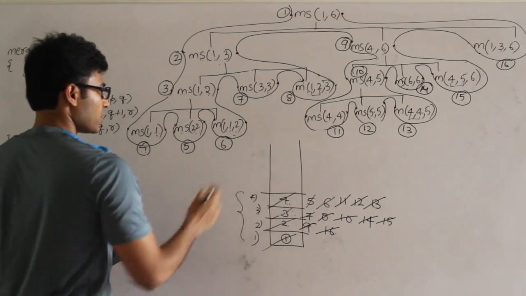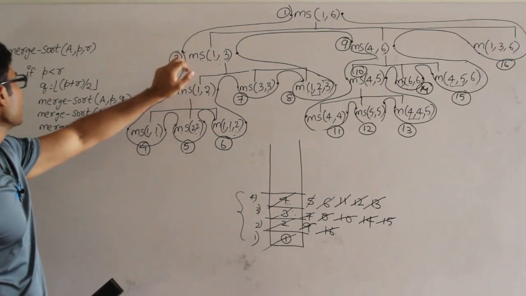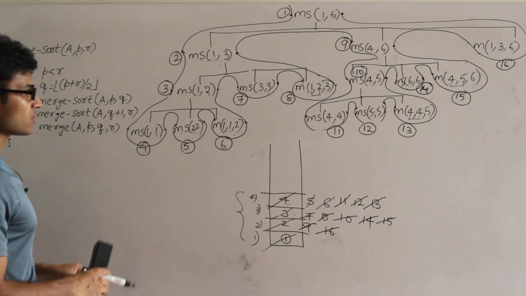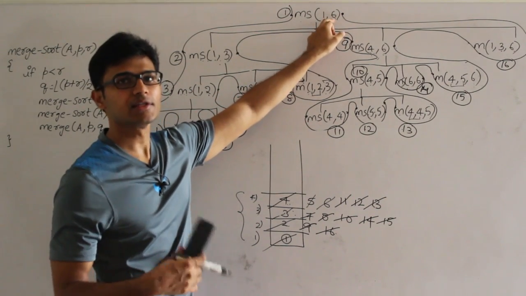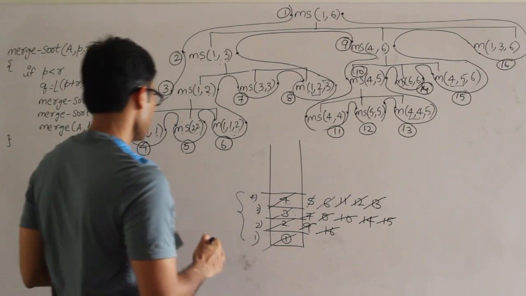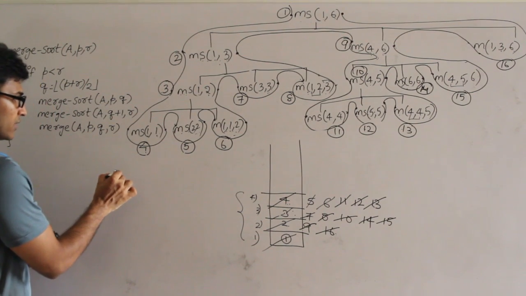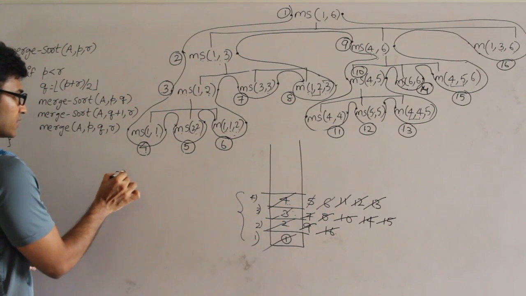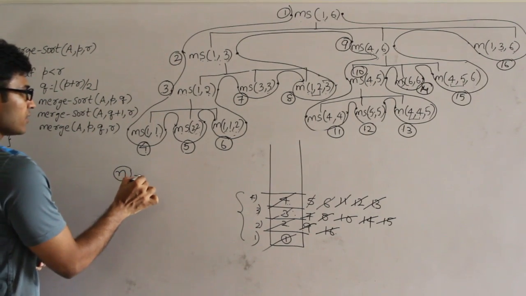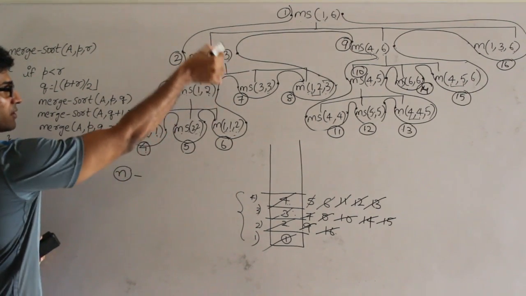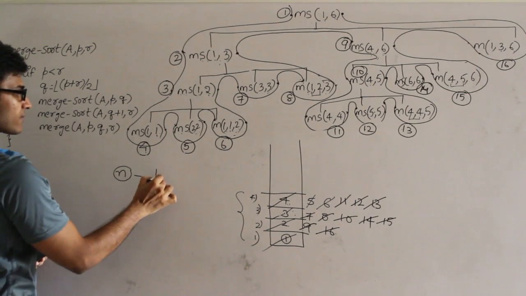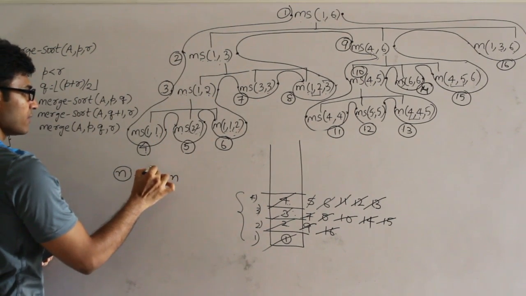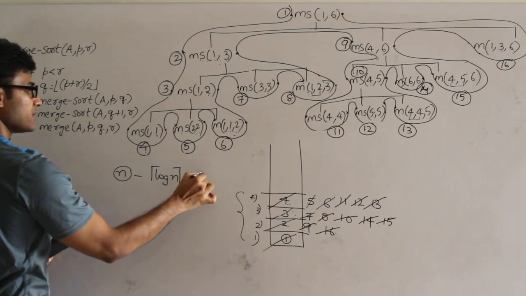But this 4 is not a constant, it depends on the size of n. So if you analyze this for 4, 6, 10, 20, 30 like that, you will find out that as the size of the given array is increasing, and if the size of the given array is n, then the number of levels required in the stack, in this recursion tree, is log n plus 1.